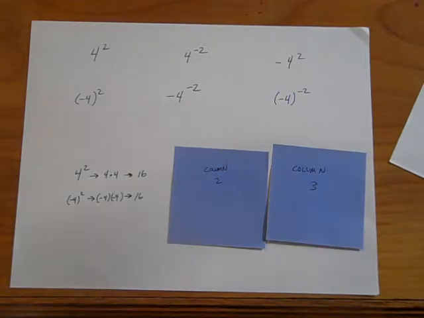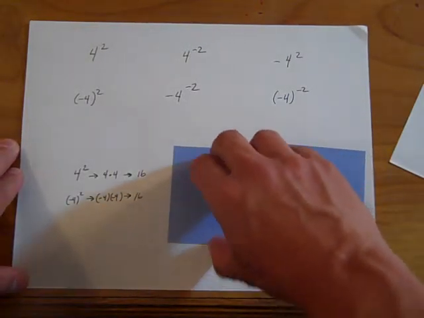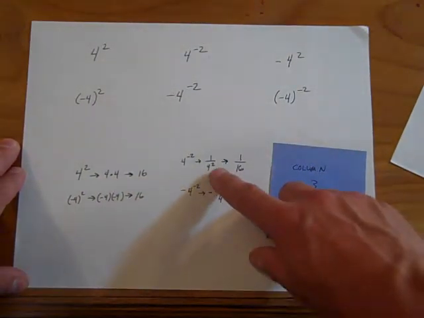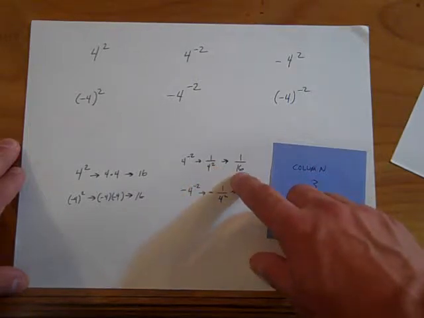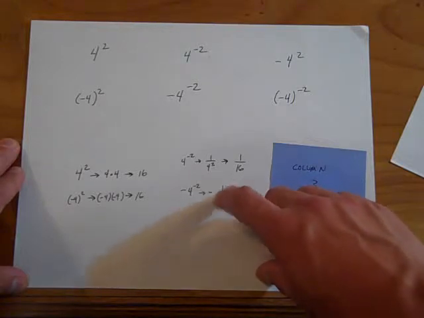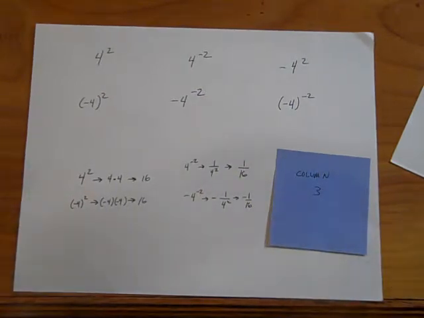Now, the second column has both negative exponents. It has 4 raised to the negative 2 power on the top, and the bottom has negative 4 raised to the negative 2 power. Well, the negative 2 exponent in both cases only touches the 4. And in both cases, the first thing you must do is take the exponent across the fraction line and make it positive. So 1 over 4 squared in the top makes 1/16. Well, we have the opposite of that. So it's just the negative sign on the outside and 1 over 4 squared. And again, when the base and the exponent travel together across the fraction line, only the exponent changes sign. So we get negative 1/16.